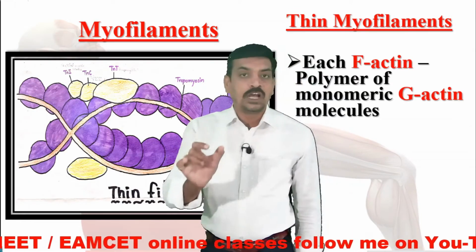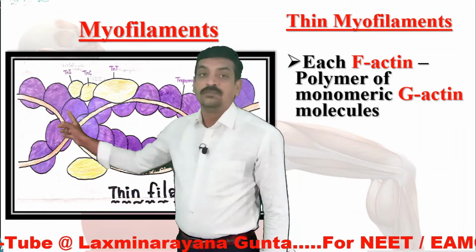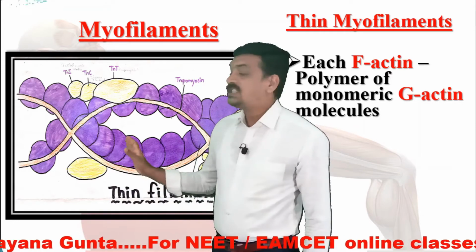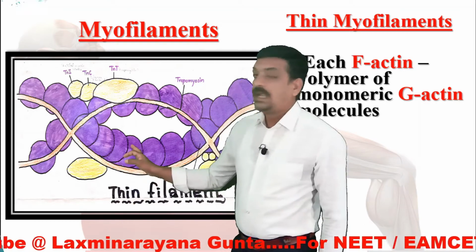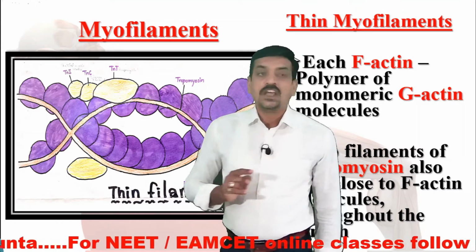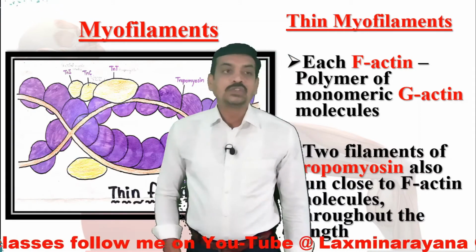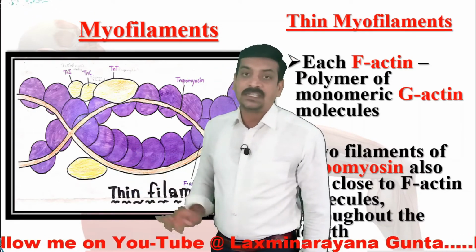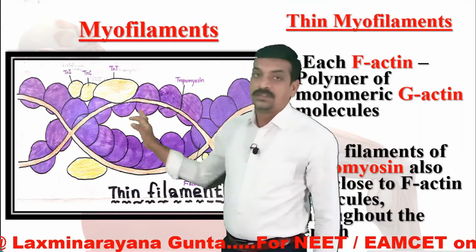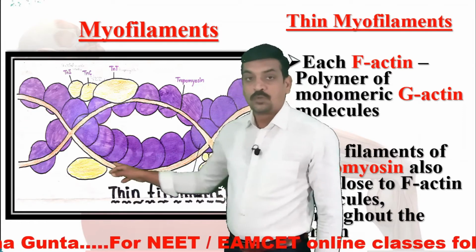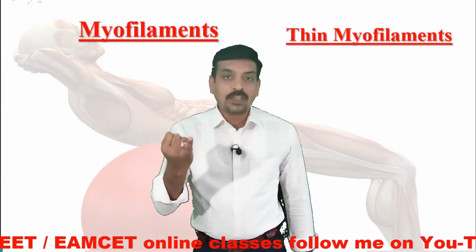G for globular, F for filamentous. A number of globular proteins unite to form a filamentous F-actin, which is a polymer of monomeric units called globular actin molecules. In addition, two filaments of tropomyosin, these two, also run along the filamentous actin protein. The blue one is filamentous actin protein, and this one is the tropomyosin. The thin filaments are made up of actin, tropomyosin and troponin.